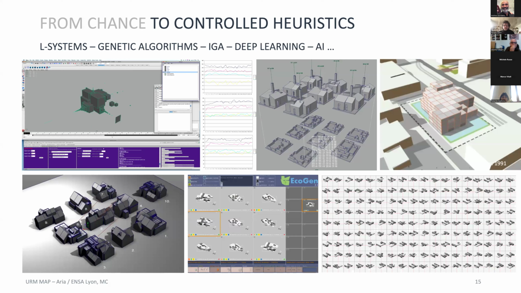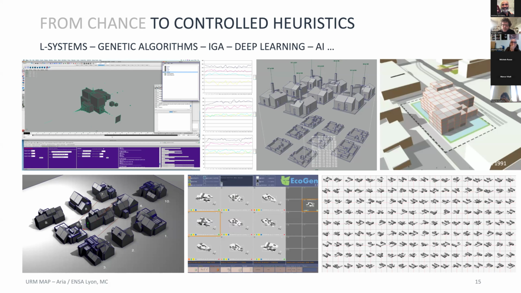As we said before, we explored many strategies to speed up the creative and generative process, like, so long story short, L-systems, genetic algorithms, interactive genetic algorithms, and we study today some innovative approaches with deep learning and artificial intelligence techniques.